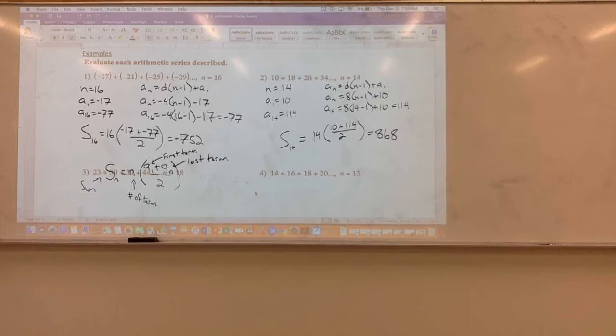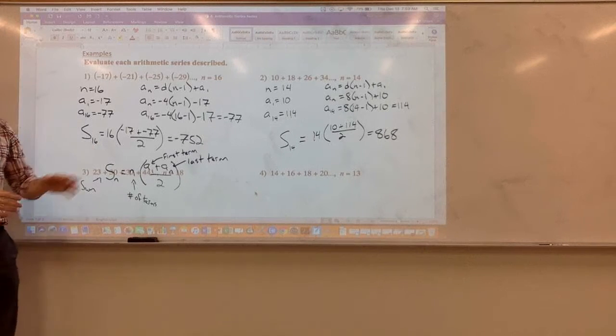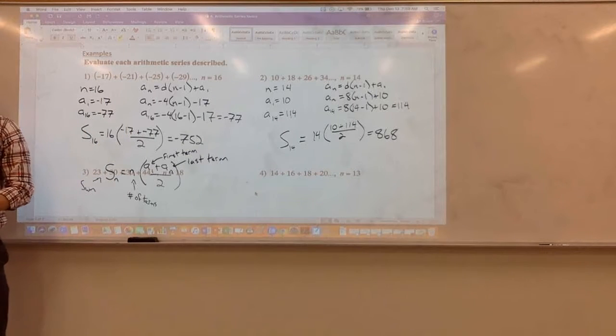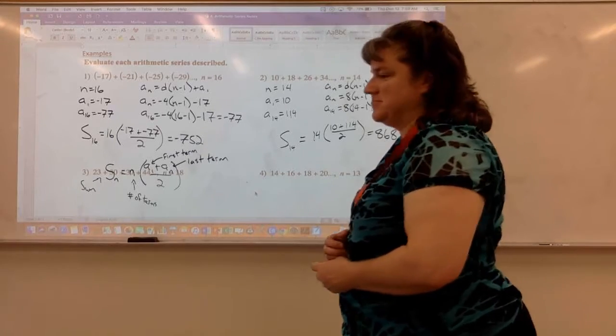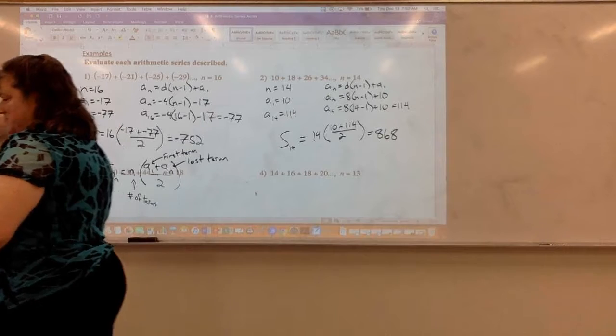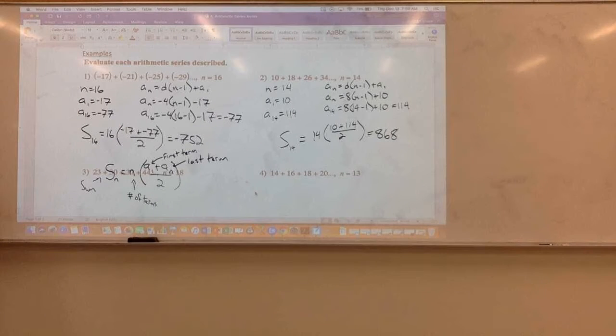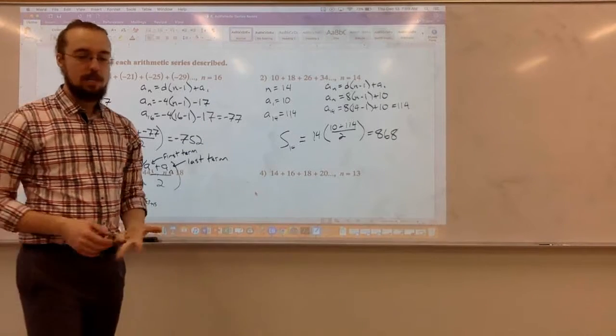Just list them all out. Yeah, I mean, if you want to add 7 18 times, you could do that. I think this would be less work, though. But yeah, you can do it that way. However you want to get these 3 pieces of information: the number of terms, the first term, the last term.